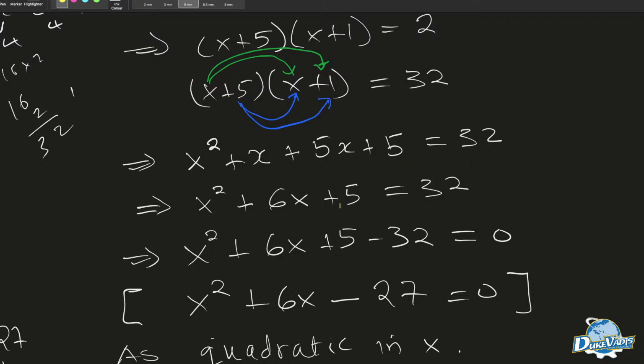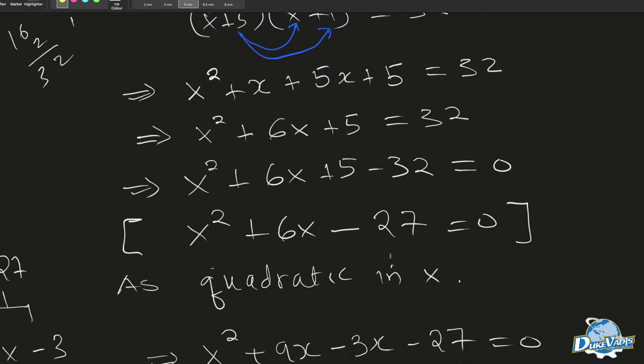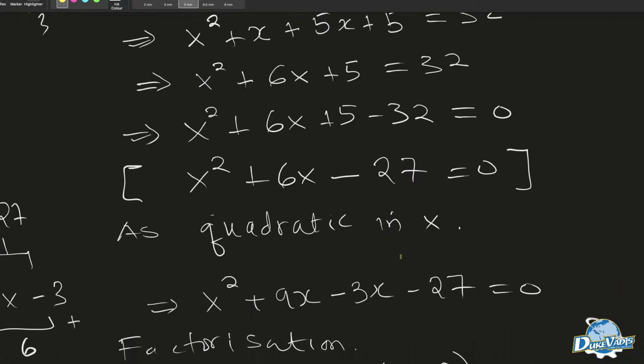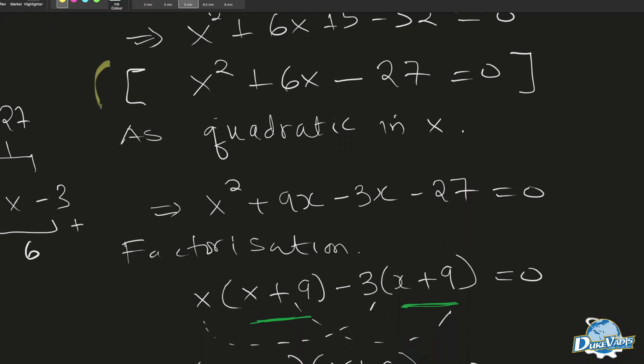So we brought the 32 in here, and 5 minus 32 was negative 27. So x squared plus 6x minus 27. You realize that when we have an equation of this form, we say it is quadratic in x, because the dominant variable over here is x. So what did we do? We found ourselves the factors.